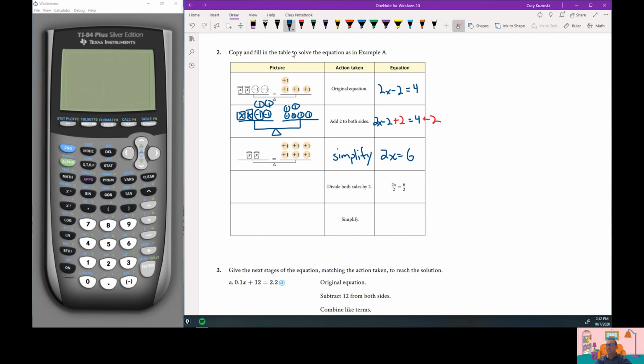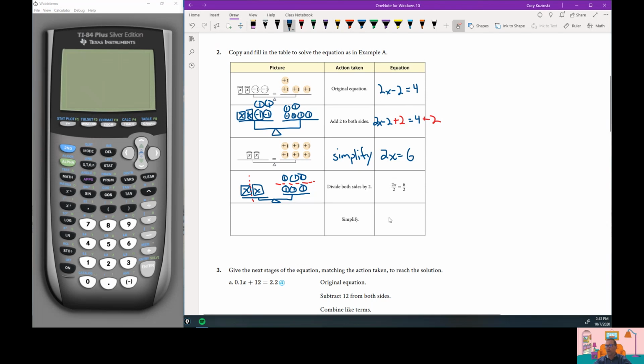Okay, divide both sides by 2. What would that picture look like? It would be the same as the last one, where we've got the 2 cups, and we've got the 6 pennies. 1, 2, 3, 4, 5, 6. And when we divide by 2, I'll just probably do a dotted line right there, kind of divide this by 2 like so. That gives us that new equation, and then simplify it.